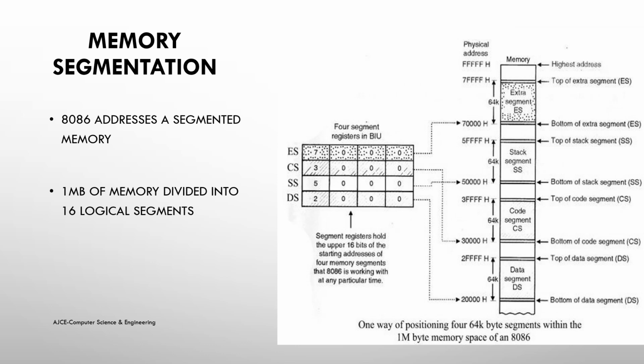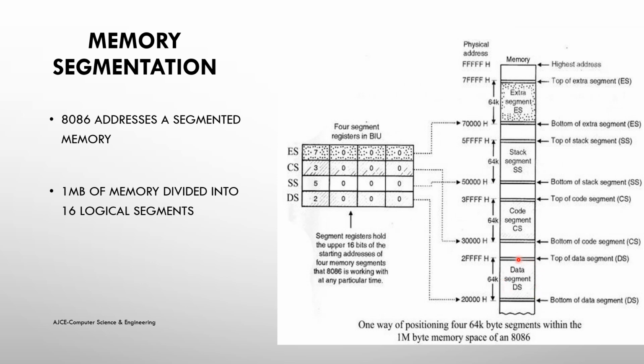Here there is an example. This is the 1 MB memory of 8086. It is divided into 16 segments. Each segment size is 64 KB. It can be an extra segment, stack segment, code segment or data segment. Whatever it is, each segment size is 64 KB. Associated with each segment, there are corresponding segment registers, used to store the starting address of the corresponding segments.